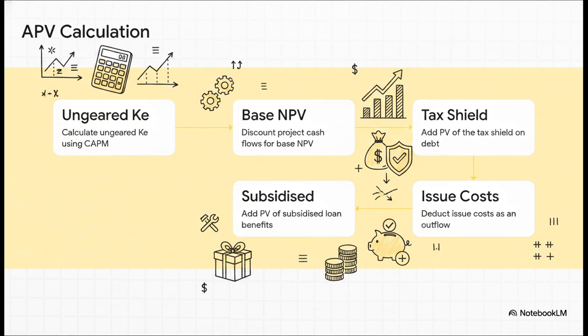Then, you calculate the present value of the tax shield on your debt. Because interest is tax deductible, you simply multiply the annual interest by the tax rate and discount it at the cost of debt. Next, deduct any issue costs as a cash outflow right at the start in year 0. Why? Because you've got to pay those investment bankers their fees before the project even gets off the ground. Finally, add the present value of any subsidized loan benefits you might be lucky enough to get from a government.